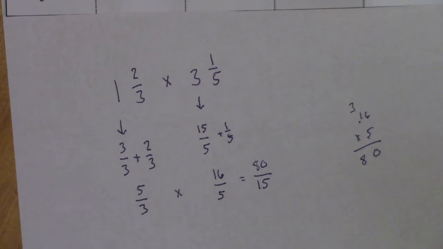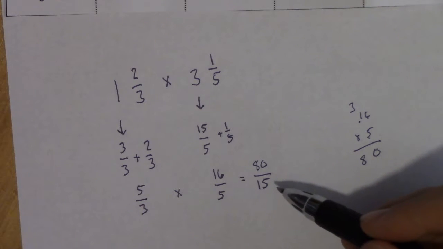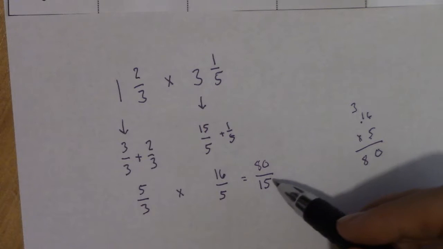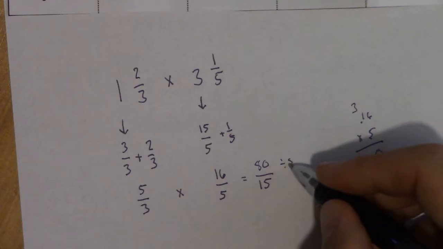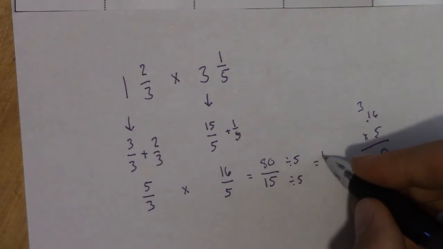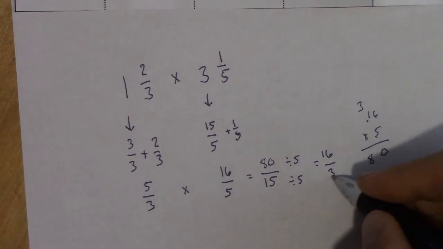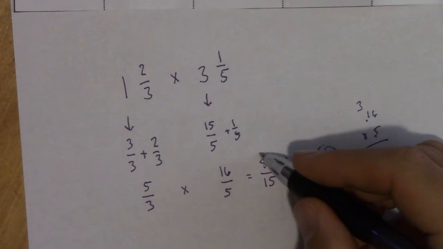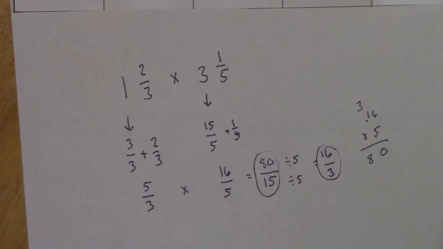Now it does turn out that that simplifies. I'm okay with this as an answer for right now. You could recognize that 5 goes into the top and the bottom, in which case if you were to take out that 5, you would end up with the answer 16 over 3. But for our purposes, even if you just got to this point, we're heading in the right direction. Okay?